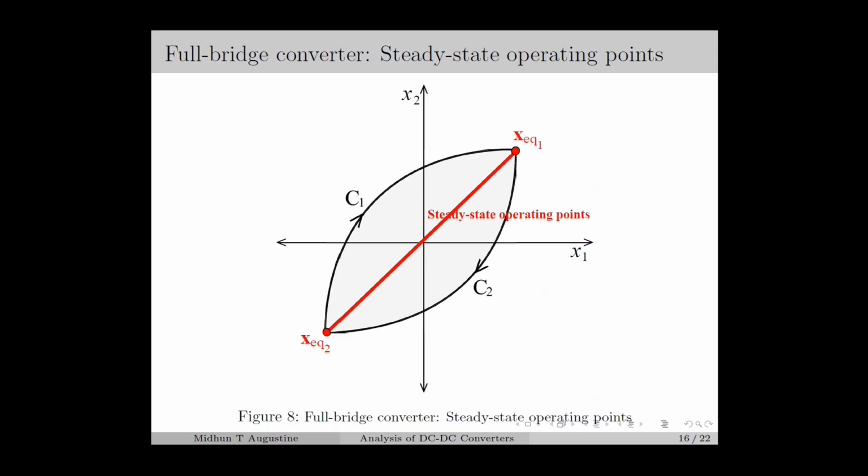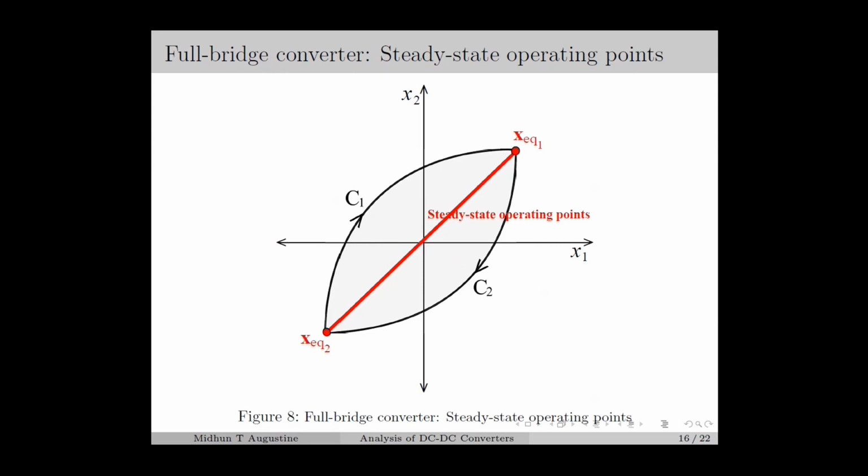Similarly, for the full bridge converter, the steady-state operating points will be on the line segment connecting XEQ1 and XEQ2, where XEQ1 equals Vin by R, and XEQ2 equals minus Vin by R. We have for buck converter and full bridge converter, the system matrices were the same for both subsystems. That's why we obtained the steady-state operating points as a line segment connecting XEQ1 and XEQ2.